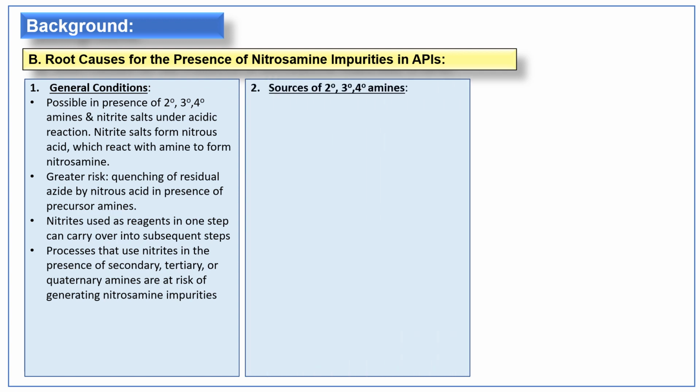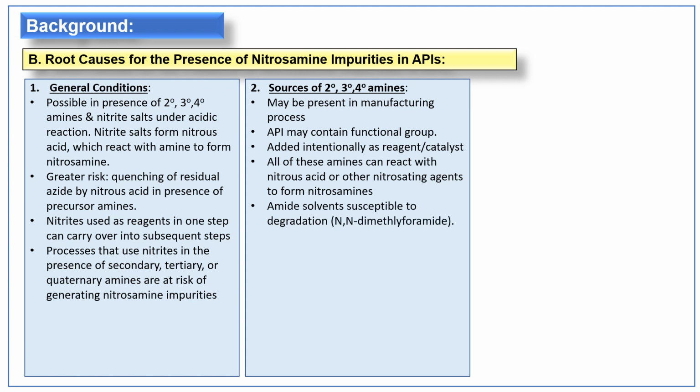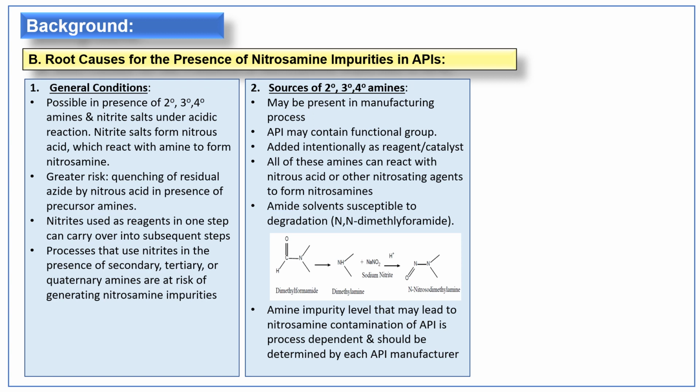The second thing was the sources of secondary, tertiary and primary amines. The amines may be present in the manufacturing process. API may contain a functional group or they may be added intentionally as reagent and catalyst. So all of these amines can react with nitrous acid or other nitrosating agent to form nitrosamines. The amide solvent susceptible to degradation and amine impurity levels that may lead to nitrosamine contamination of API is process dependent and should be determined by each API manufacturer, right?